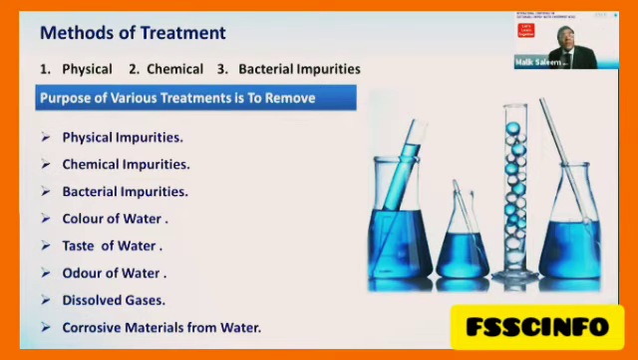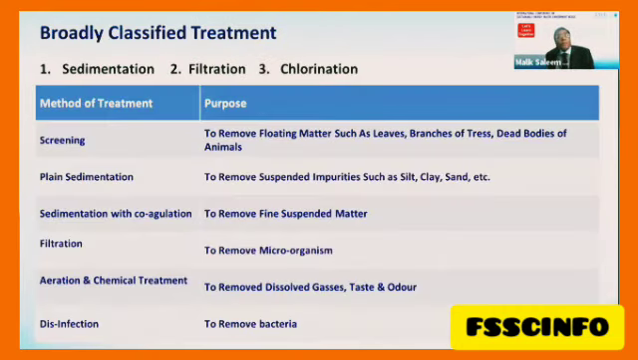And for the physical impurity, what is the objective? The purpose of various treatments is to remove physical impurities, chemical impurities, bacteria, color, taste, odor, whatever is present, to meet the utility which we intend. In these broadly classified treatments, for the physical treatment, we have screening, plain sedimentation with coagulation, like the Northeast Key project at the Hub River.